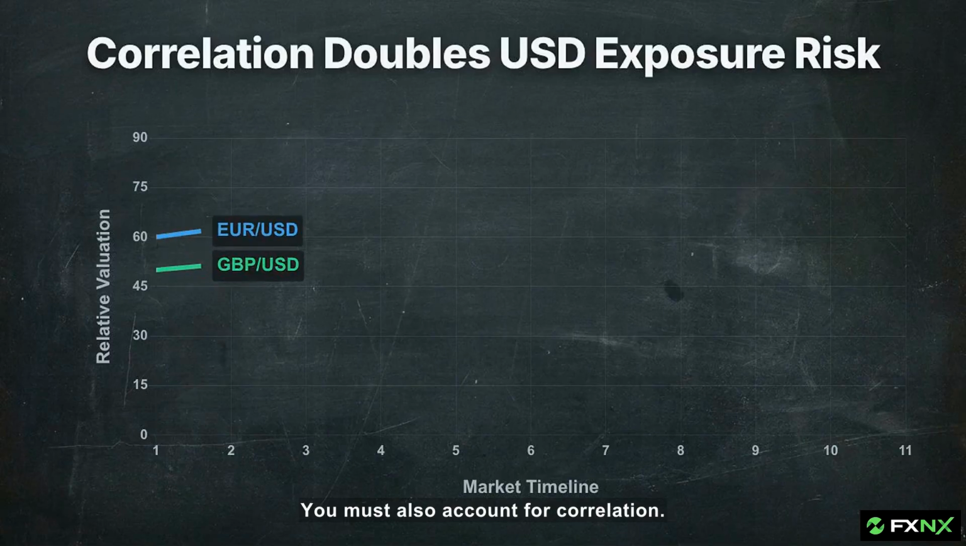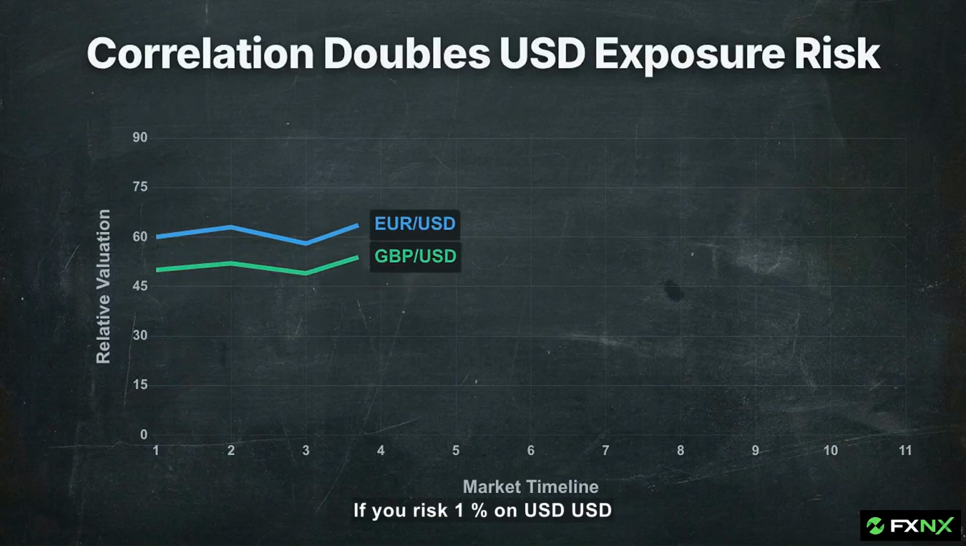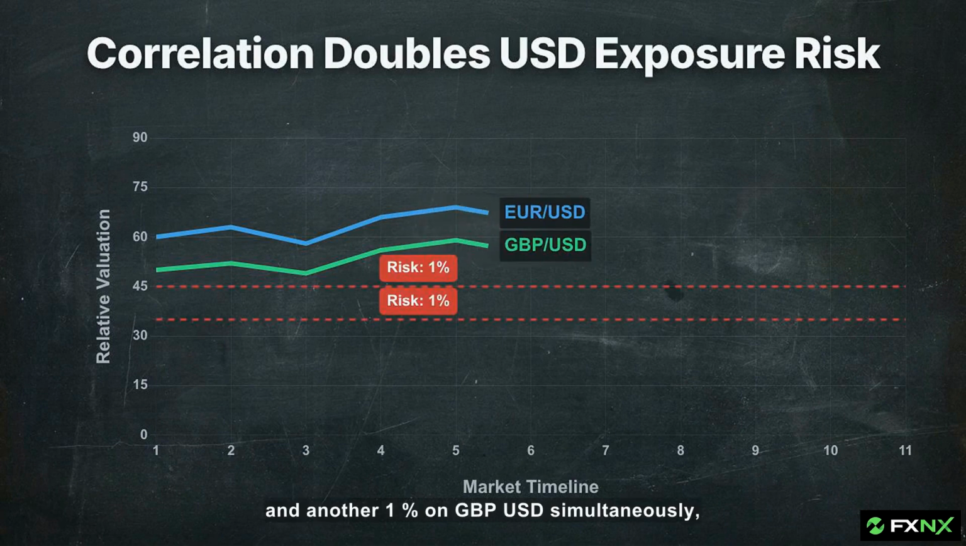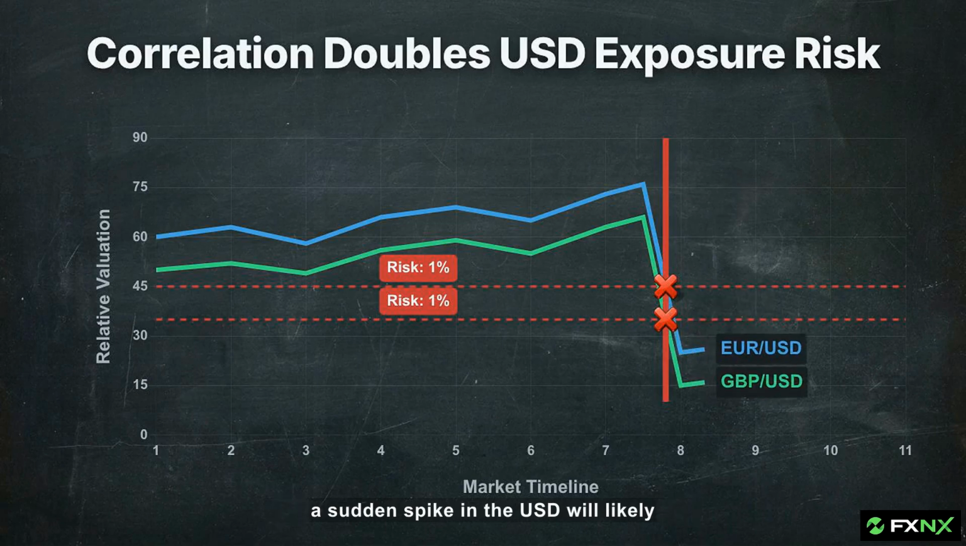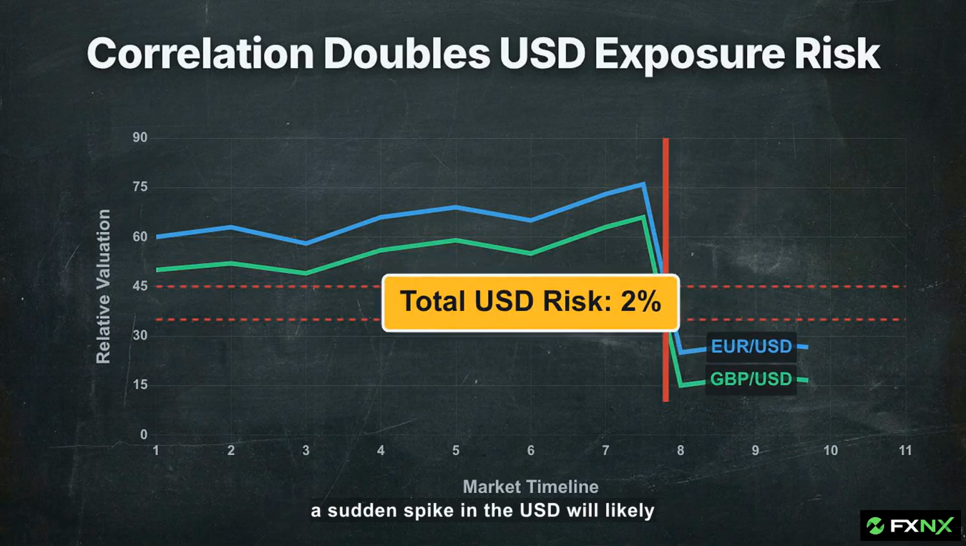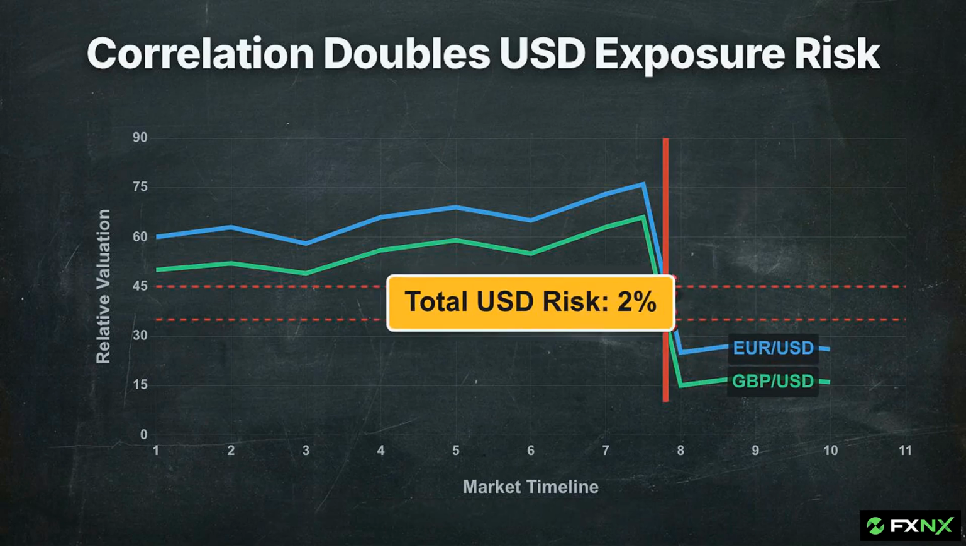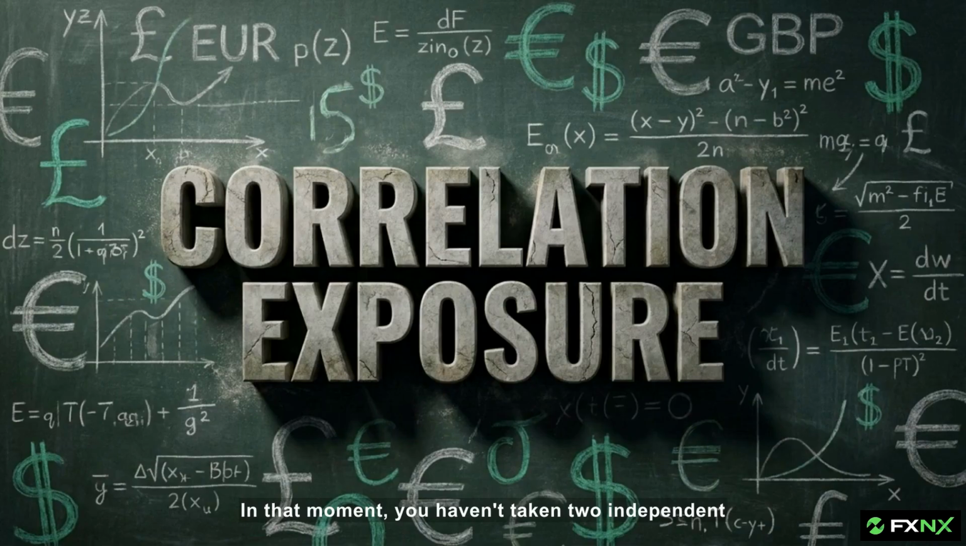You must also account for correlation. If you risk 1% on EUR-USD and another 1% on GBP-USD simultaneously, a sudden spike in the US dollar will likely hit both stops. In that moment, you haven't taken 2 independent trades. You've taken a single 2% risk on the dollar.